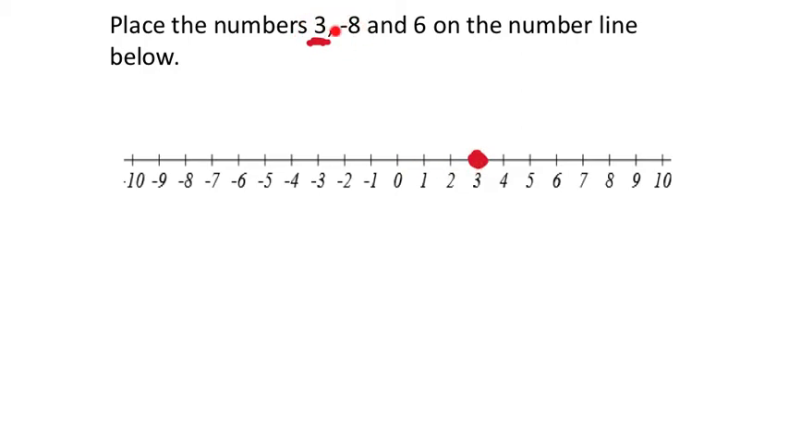Whereas negative 8 here, that's negative. So I would start at 0, and I would know I need to go to the left 8. So starting from 0 now to the left, because it's a negative value, 1, 2, 3, 4, 5, 6, 7, 8. And that's where my second point would be. I'm going to put this one in purple. Boom. Negative 8.